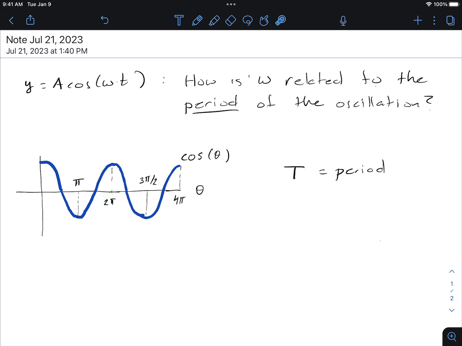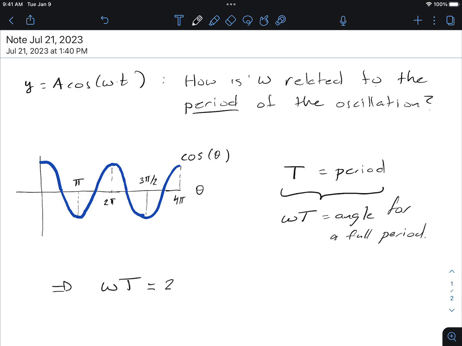So remember, omega times t, that's the angle that corresponds to a given amount of time, right? And so the angle that corresponds to the period of the oscillation is going to be omega times T. This is the angle that corresponds to the period of the oscillation. So the angle for a full period, a full oscillation, right? Well, from the function cosine of theta, we know that angle is 2 pi. So that means that omega times T is exactly 2 pi. And that is my final result.